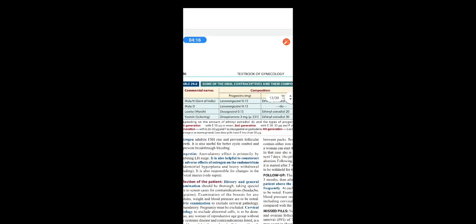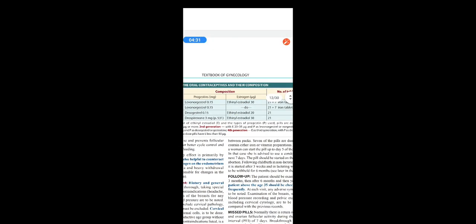And Loette is desogestrel, third generation, it is 0.15 and ethinyl estradiol 20 microgram. It contains only 21 tablets. Here iron tablets are not added. And another one is Yasmin. It contains drospirenone 3 mg and ethinyl estradiol 30, and the number of tablets is 21.